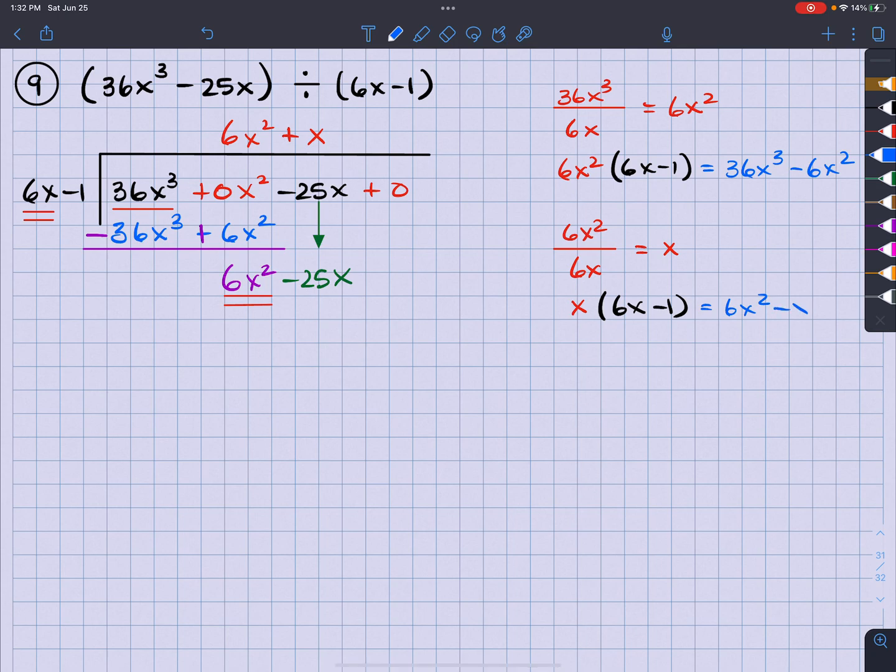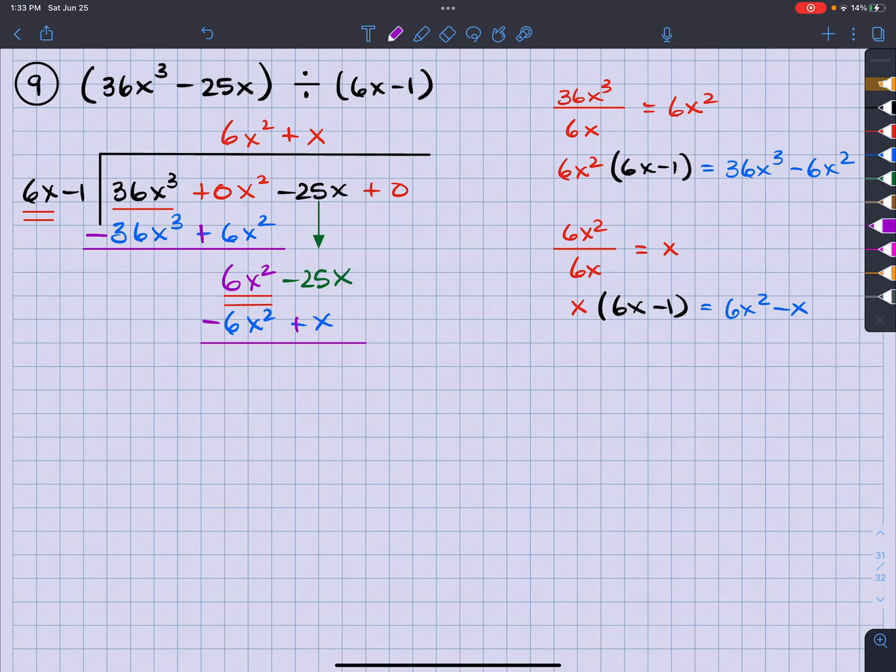minus x. And that 6 looks weird, I know. I'm going to go ahead and rewrite that. There we go. Now it looks more weird. There we go. Okay, so now I'm going to take that and write it over here. And I have 6x squared minus x.